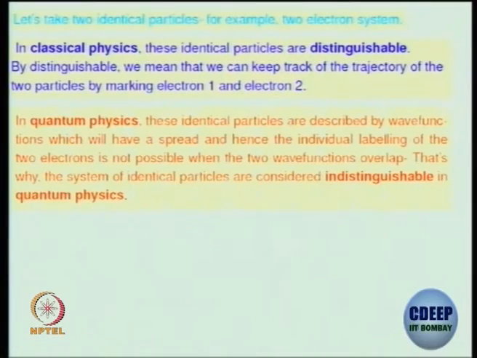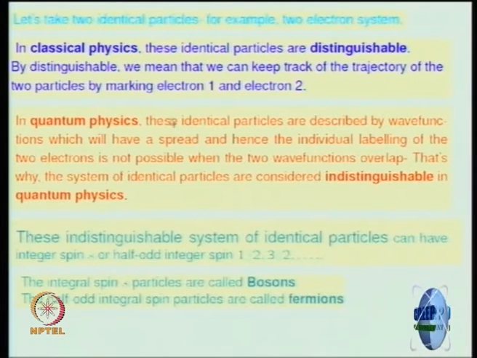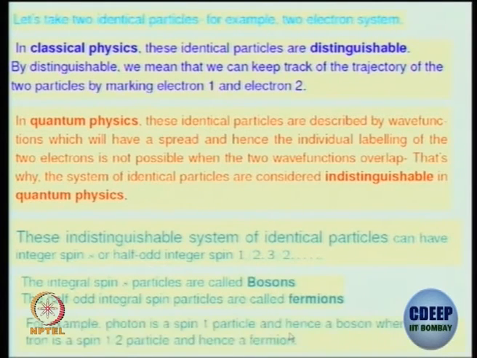How do we write this wave function? I have already said that identical particles are distinguishable classically because we can keep track of the trajectory of the 2 particles by putting some color or marking on them. But in quantum physics, they have wave functions and they start overlapping. So they become indistinguishable. And you can classify them as integral spin or half-odd integral spin. The integral spins are called bosons, the half-odd integral spins are fermions.